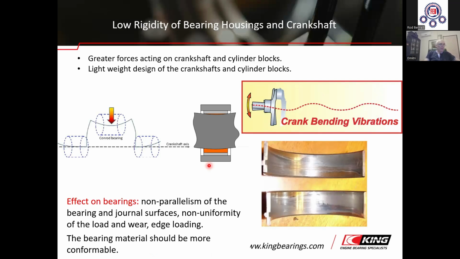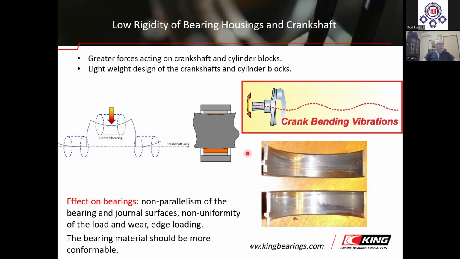The next feature of the modern engines is low rigidity of bearing housing and crankshafts. Low rigidity of modern engines is a result of both compact design, downsizing of the engine, and high combustion pressures and forces generated by the engines.